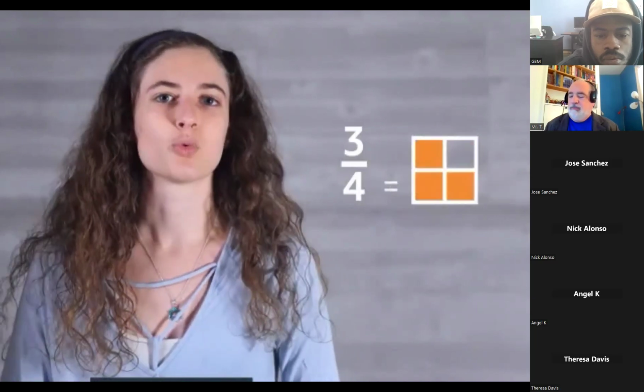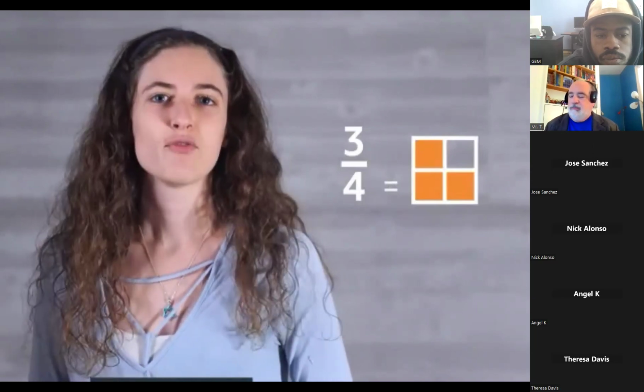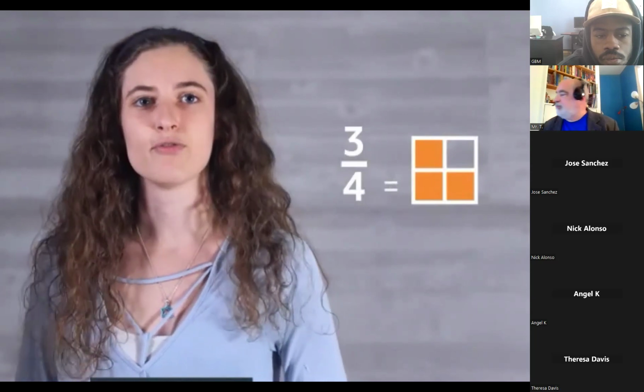The type of fraction we're working with here represents a value less than 1 whole. 3/4 is not quite 1. If we had 4/4, that would be equivalent to 1. But we only have 3 out of 4 parts.